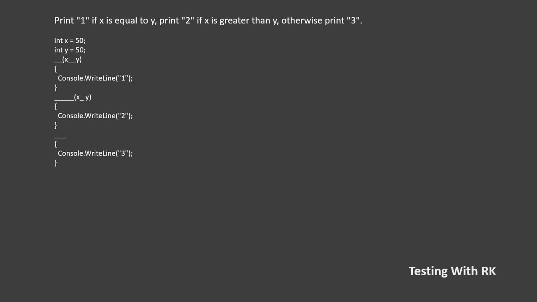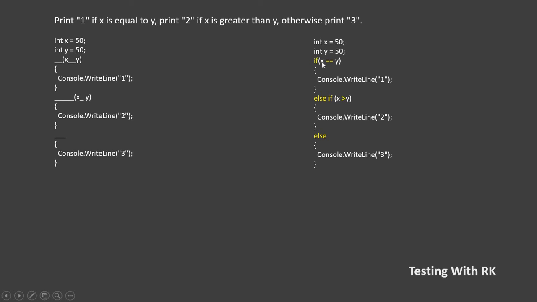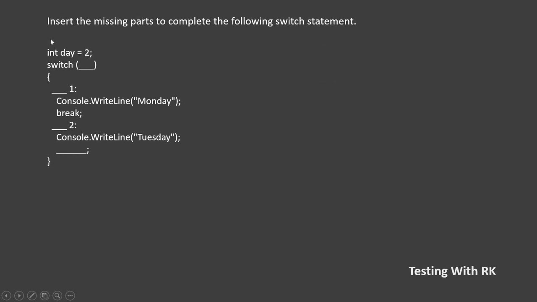So the answer is: if x is equal to y, double equals, then print 1. If x is greater than y, print 2. Else, for any other condition, it will be 3. Okay, well done. Next question is on switch.